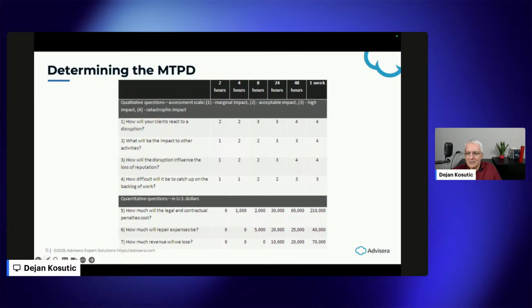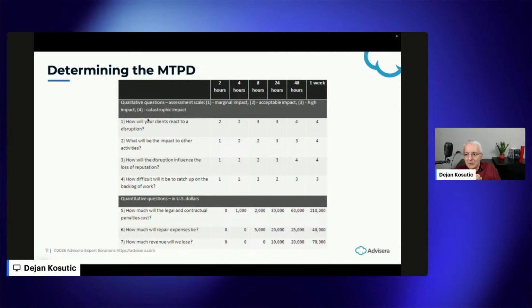Now let me show you one way to calculate this MTPD. As you can see here on the screen, there are these qualitative questions and quantitative questions. If you remember, DORA requires you to do a qualitative and quantitative analysis based on internal and external data. This is one way you could do it.